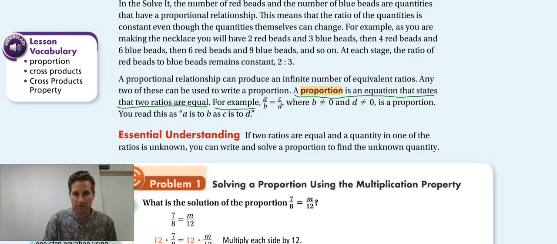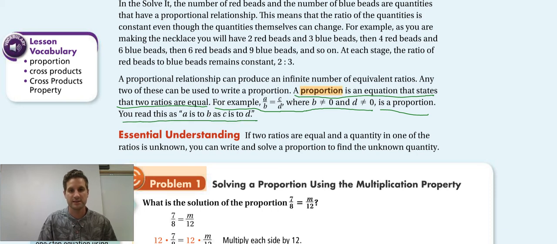For example, we have A/B equals C/D, where B and D cannot be 0. Can't have 0 in the denominator. Remember that. That would be undefined. And this is a proportion. Okay, you can also read this as A to B or as C to D. Okay, so let's jump into it.